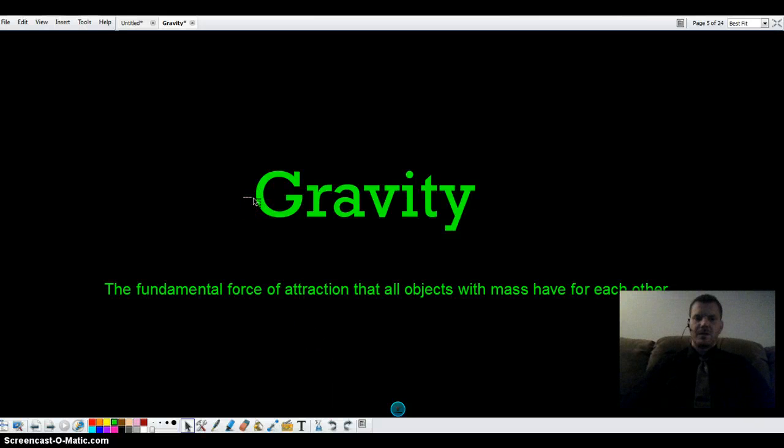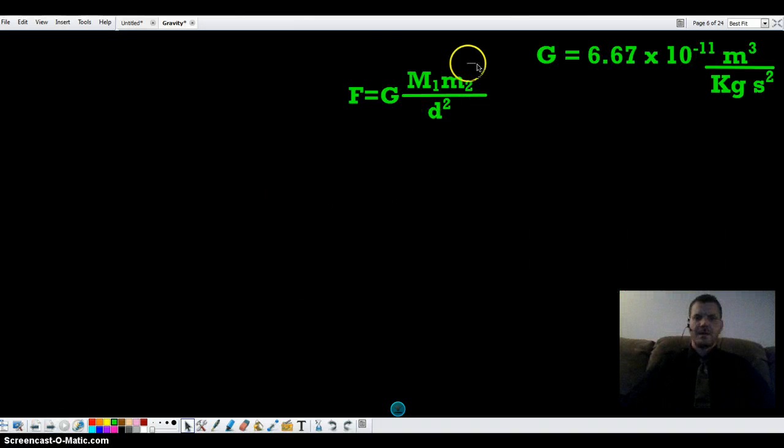In this video, we're going to discuss gravity, the fundamental force of attraction that all objects with mass have for each other. Here's our formula for the force of gravity. It is equal to big G, which is the universal gravitational constant. It is this value with these units.